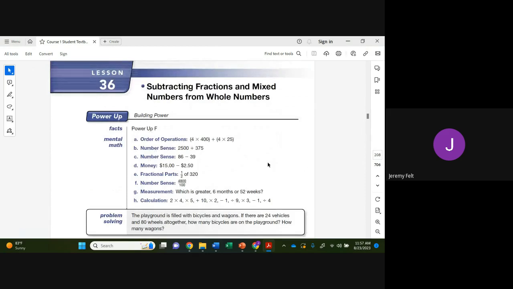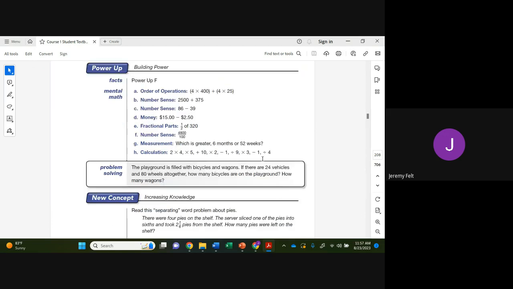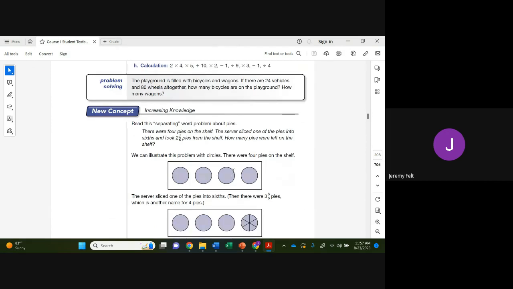Lesson 36, subtracting fractions and mixed numbers from whole numbers. So again, we've worked with fractions. We need to have common denominators to add or subtract. But we don't always have a fraction, but we can write any whole number as either a fraction, an improper fraction, or a mixed number. And we'll show you how to do that. So if we have 4 right here, the server sliced one of the pies into sixths. So there were 6 pieces in this whole. It still makes up a whole pie, but it's divided into 6 sections. So we could have 3 whole pies and 6 slices of pie that make up 4 whole pies.